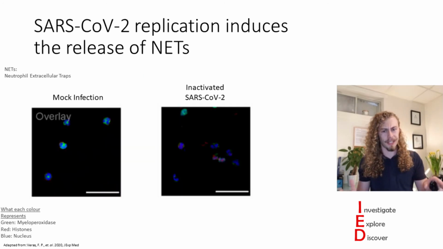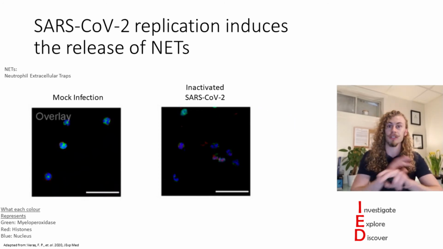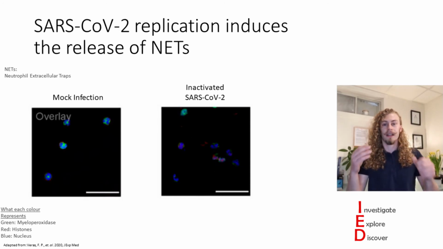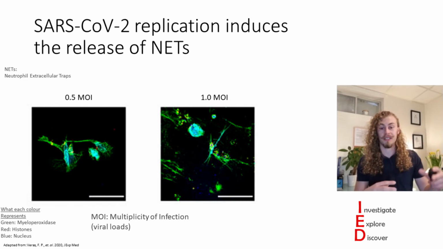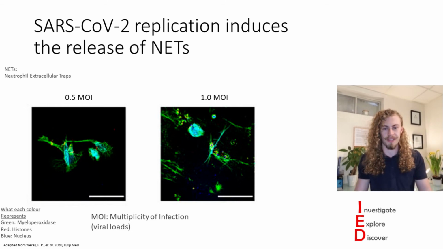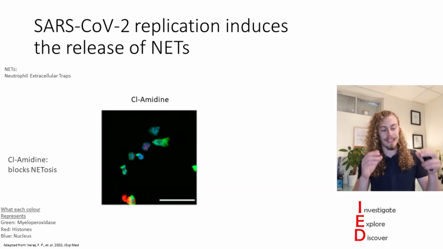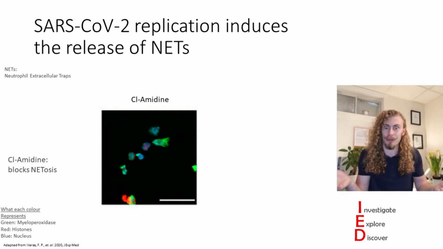So as some baseline controls, what they first did is looked at a mock infection and looked at neutrophils infected with inactivated SARS-CoV-2 virus. And as you can see, there is no NETs present at all. Now, when they infected neutrophils with increasing viral loads, they saw that as the virus load increased, the amount of NETs were also increasing. And furthermore, when they inhibited the production of NETs, no NETs were seen. So it's a good control to include.